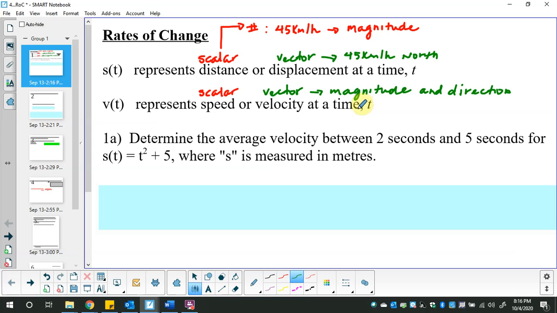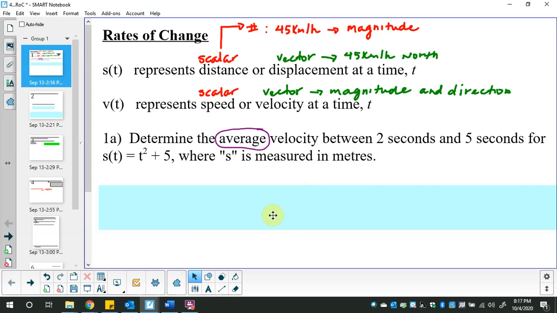Our vocabulary is looking for the word average. So average is a very important word. So we're going to look at that for a little bit, and then I'm going to change things up. So the first question is, determine the average velocity between 2 seconds and 5 seconds for S at t, so that's a distance formula, equals t squared plus 5, where S is measured in meters. So it implies that time is measured in seconds and distance is measured in meters. So that's stated outright, that's implied.